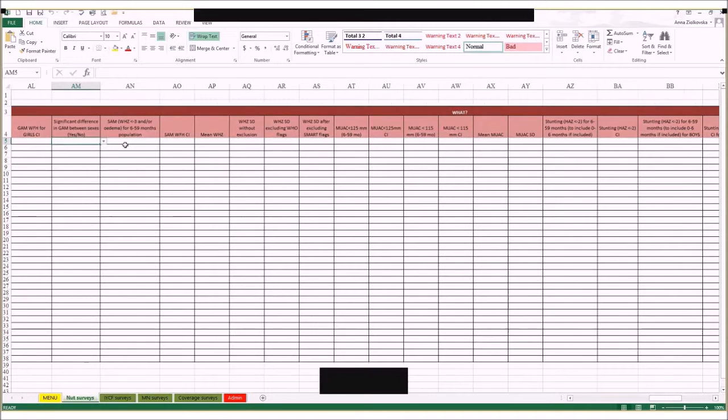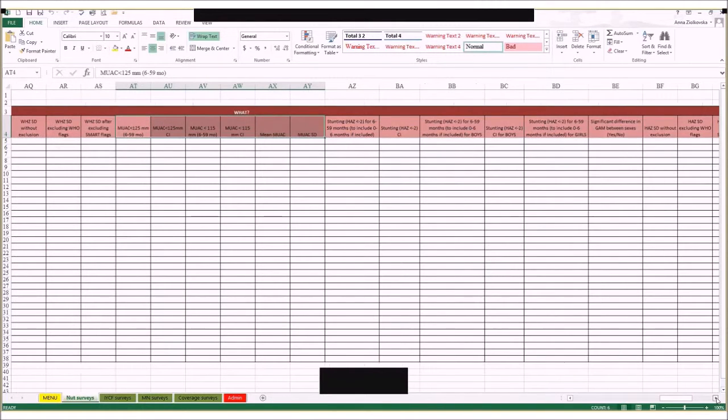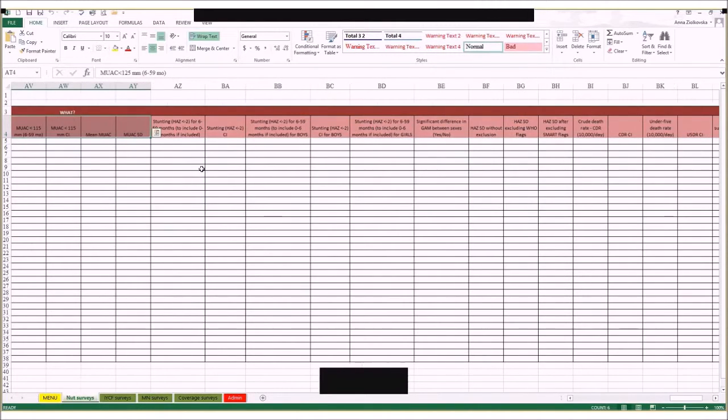Then you would have the same information for the SAM, and some quality information on the weight for height, including or excluding SMART flags and so on. Again, this is just for overall quality of the survey. Then you would have information on the MUAC if you measured it, for less than 125 and less than 115 but more than 125, including confidence intervals and the standard deviation.